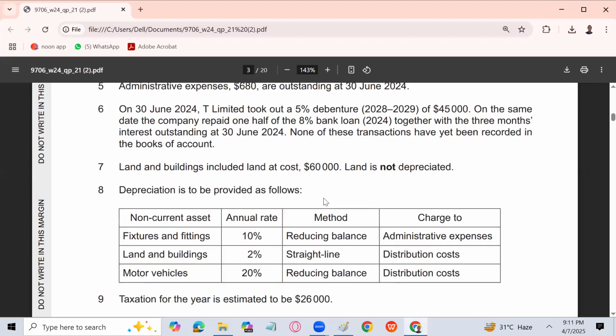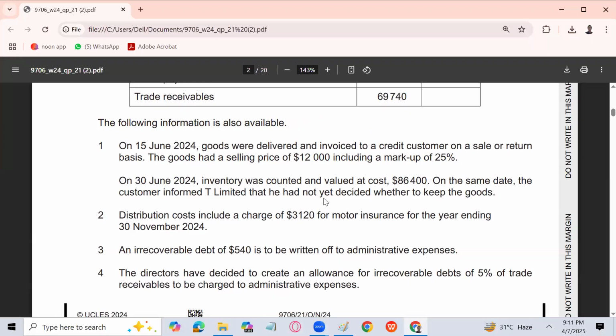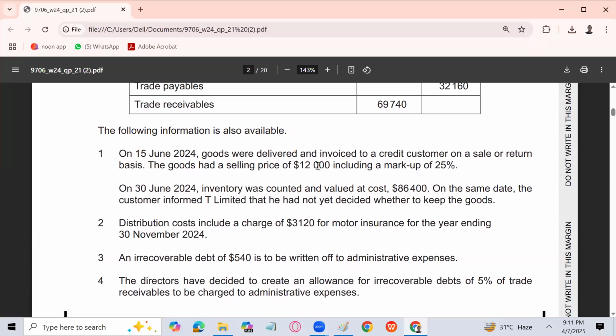So how are we going to find the cost of the goods sold? The cost of goods sent on sales or return basis, that is 12,000, and the markup is 25%. The problem is that this 12,000 is basically given at selling price. So you have to convert the markup into margin. The formula will be 25 over 125, percentage over 100 plus percentage, multiplied by 12,000. You will get the profit which is included in the selling price. You can't multiply it with 25%.